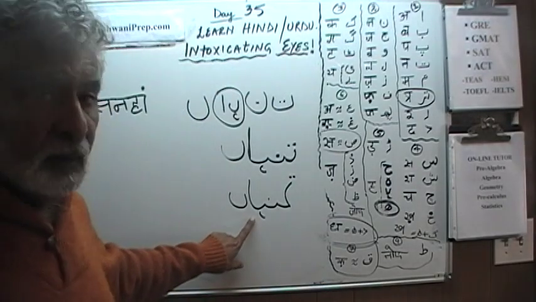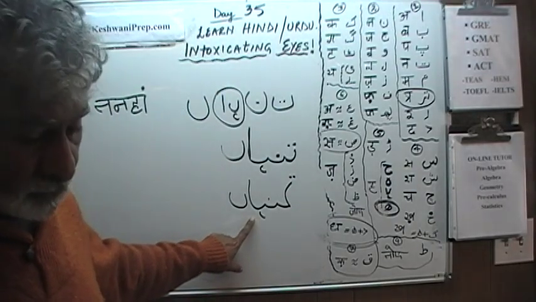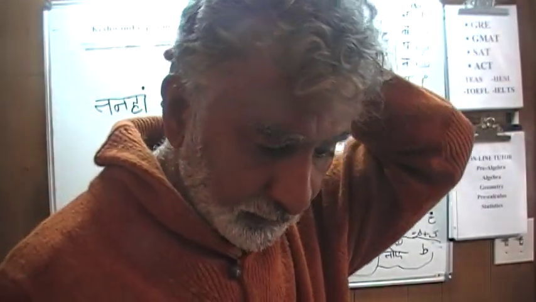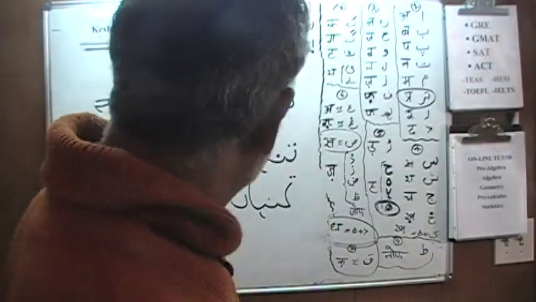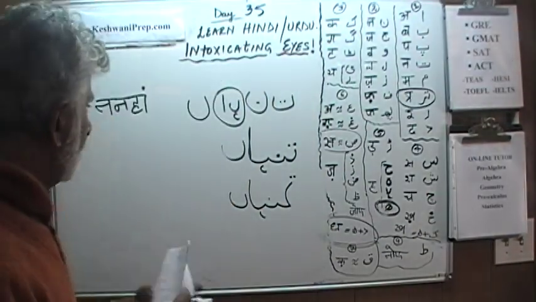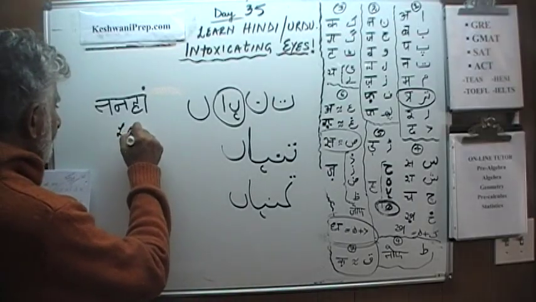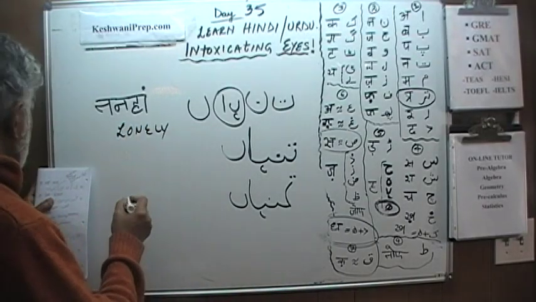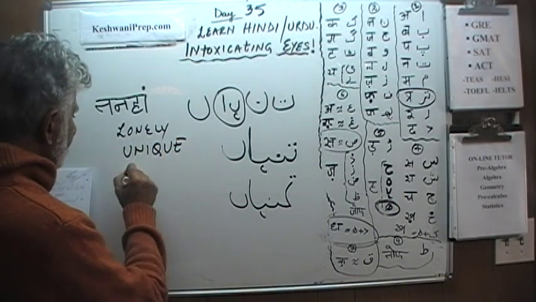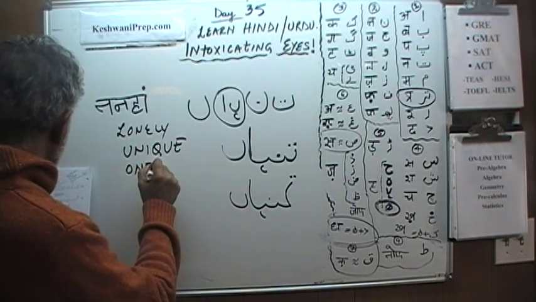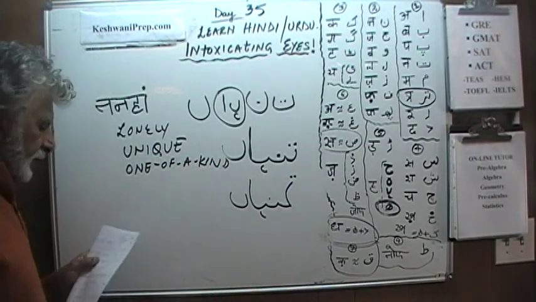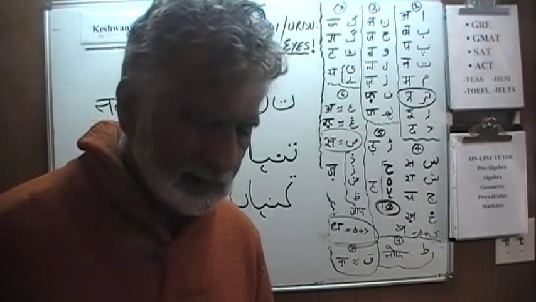Ha is also written in a little bit more fancy way, which I'm not going to do here, because every time I do it, it does not come out right. I don't know how to do it. But that's tanha. What does tanha mean? Tanha means lonely. It can also mean unique. One of a kind. Unique.